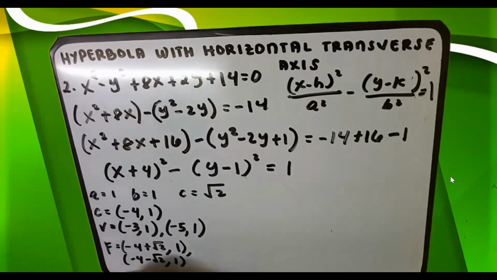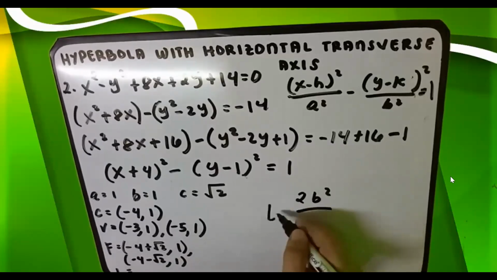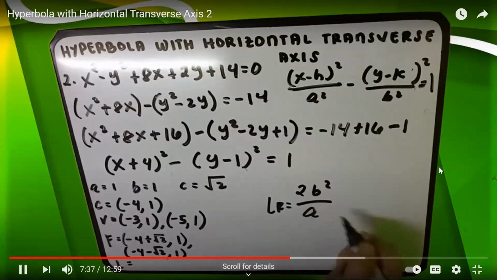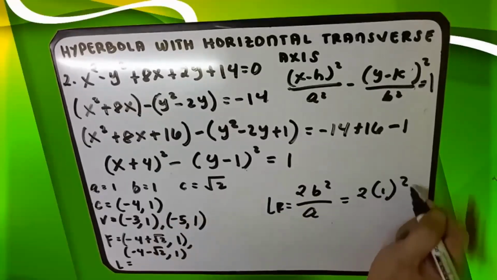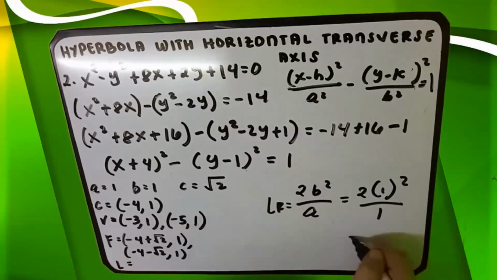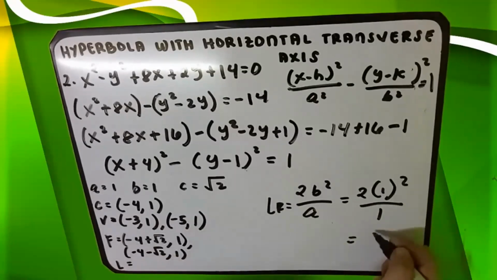Next, Latus Rectum. So for the Latus Rectum, that is 2b squared over a. So that is 2. Ang b natin is 1 squared. Ang a natin is 1. So that is 2 times 1 over 1, which is 2.